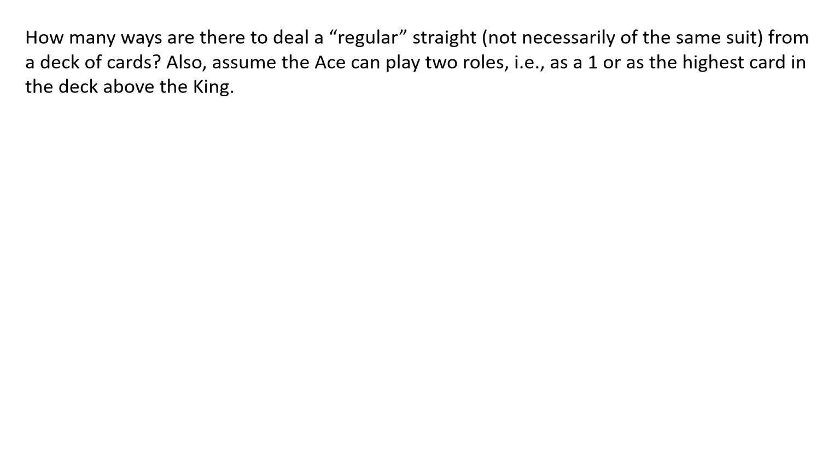We have another card problem for the last problem in our lesson. How many ways are there to deal a regular straight? Again, we're talking about poker, not necessarily of the same suit. So you could have ace, 2, 3, 4, 5, for example, but they could be of different suits. Also, assume the ace can play two roles. It could either be the 1, or it could be the highest card in the highest rank, just above king. All right, so I'm going to give you the solution on this slide, but if you want to give it a try, pause now.